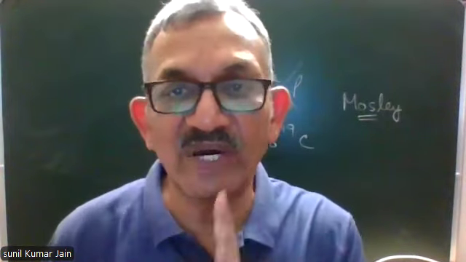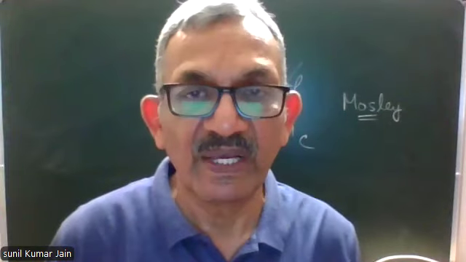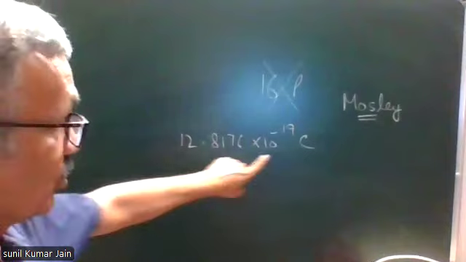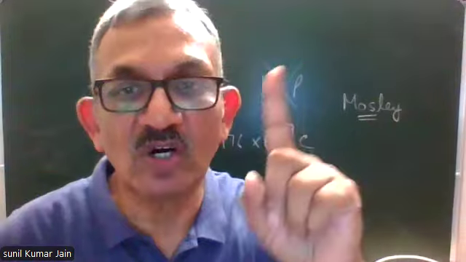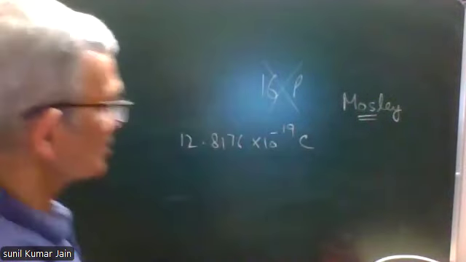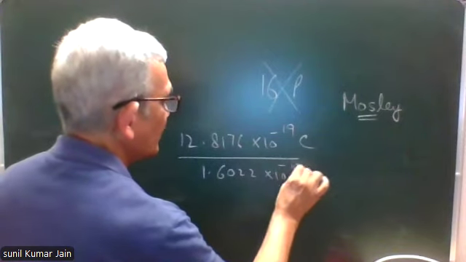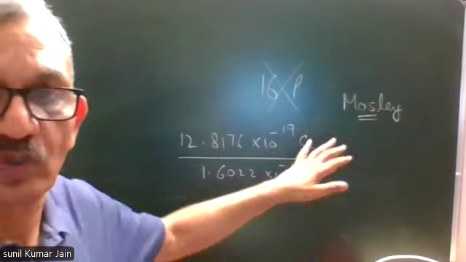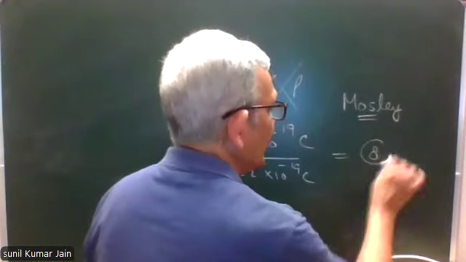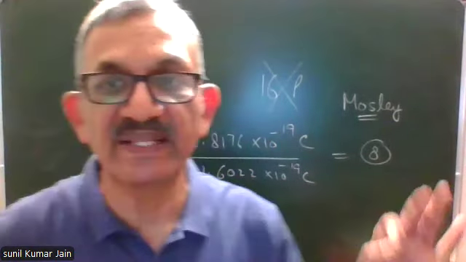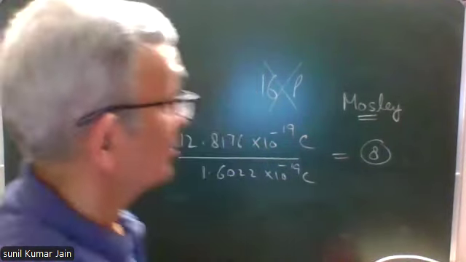Now we know the charge of one electron and the charge of one proton: quantity is the same, nature is different. If we divide the total charge on the nucleus of oxygen by the charge of one proton, 1.6022 into 10 to the power minus 19 coulomb, the value comes out to be 8. This proves that there are only 8 protons present in the nucleus of an oxygen atom, not 16.